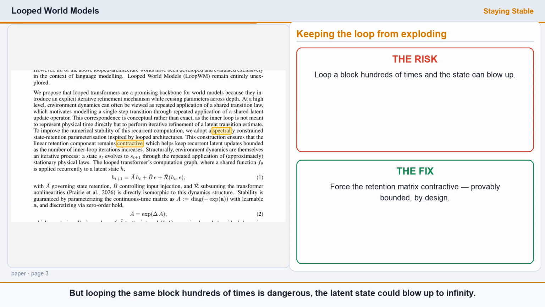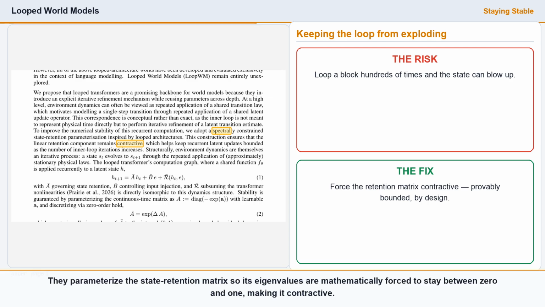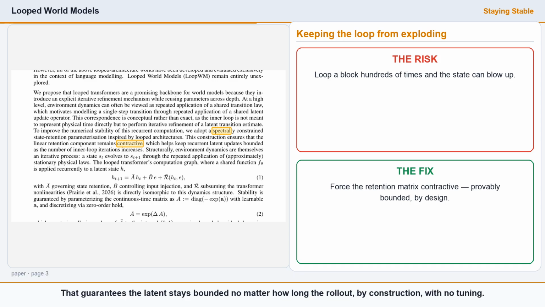But looping the same block hundreds of times is dangerous. The latent state could blow up to infinity. Their fix is a spectral stability constraint. They parameterize the state retention matrix, so its eigenvalues are mathematically forced to stay between 0 and 1, making it contractive. That guarantees the latent stays bounded no matter how long the rollout, by construction with no tuning.